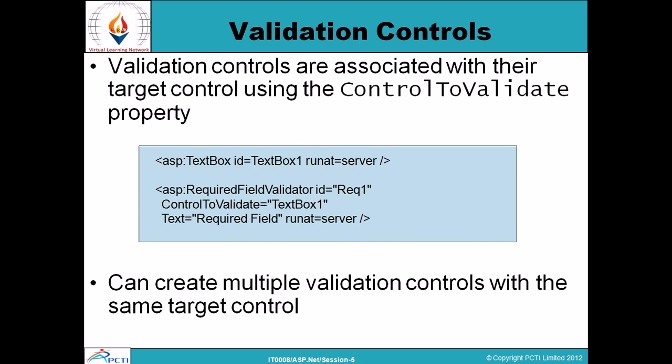Validation controls are associated with their target control using the ControlToValidate property. कंट्रोल टू वैलिडेट प्रॉपर्टी को यूज़ करके वैलिडेशन कंट्रोल्स उनके टारगेट कंट्रोल से जुड़े हुए होते हैं. Like: asp:TextBox ID="TextBox1" runat="server". asp:RequiredFieldValidator ID="Required1" ControlToValidate="TextBox1" Text="Required field" runat="server". You can create multiple validation controls with the same target control.